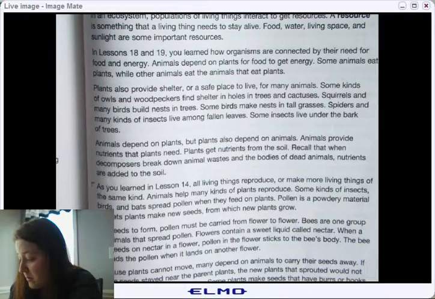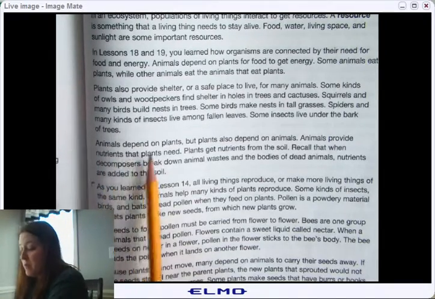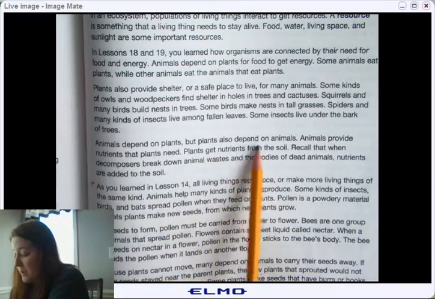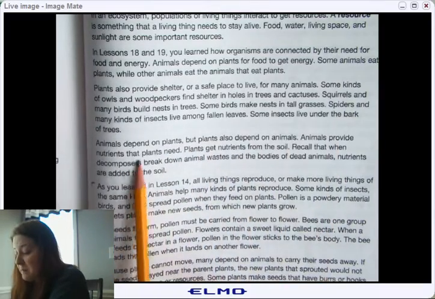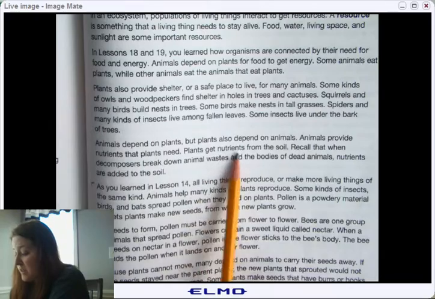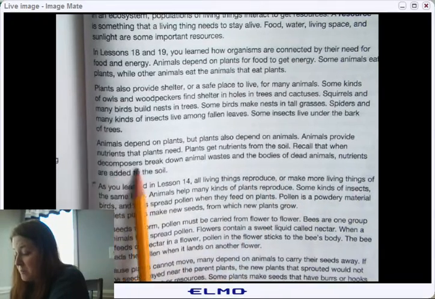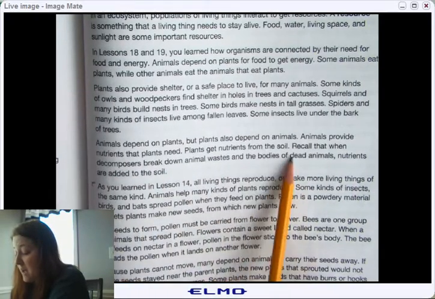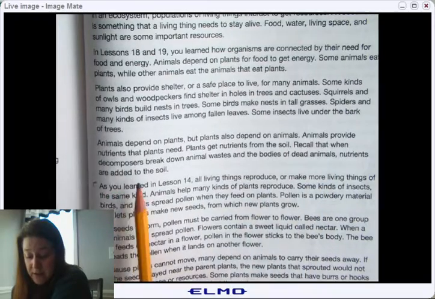So, animals depend on plants, but plants also depend on animals. Animals provide nutrients that plants need. Plants get the nutrients from the soil. Recall that when a decomposer breaks down animal waste and the bodies of dead animals, nutrients are added to soil.